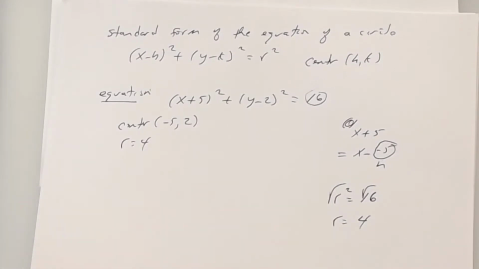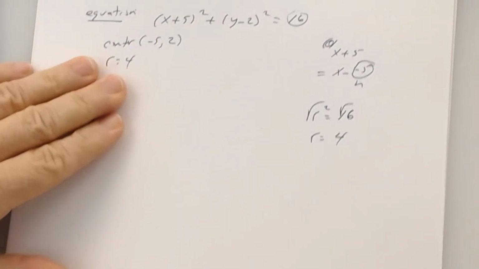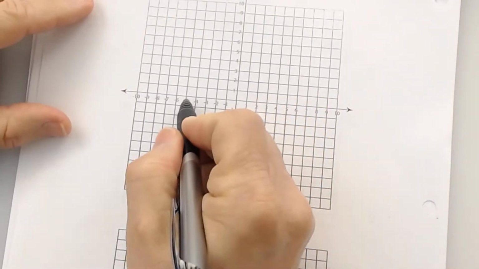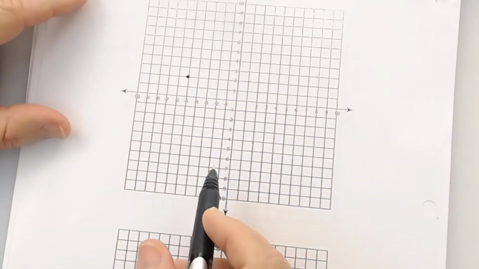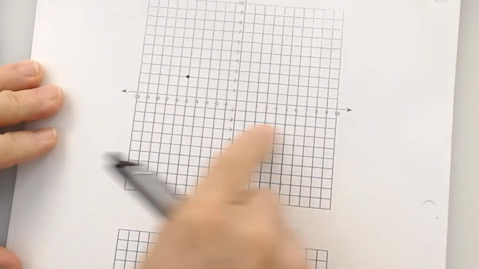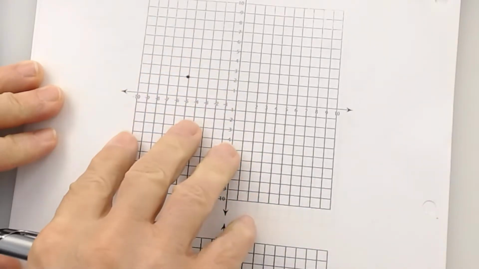All right, and when you graph this, and you're going to have to graph it on that worksheet, you start with the center first, and what's the center in this case? Negative 5, 2. So I'm going to plot that point. Negative 5, 2 is in the second quadrant. And from that center, the radius is 4, so I'm going to go 4 units to the right, 4 units up, 4 units down, 4 units to the left.